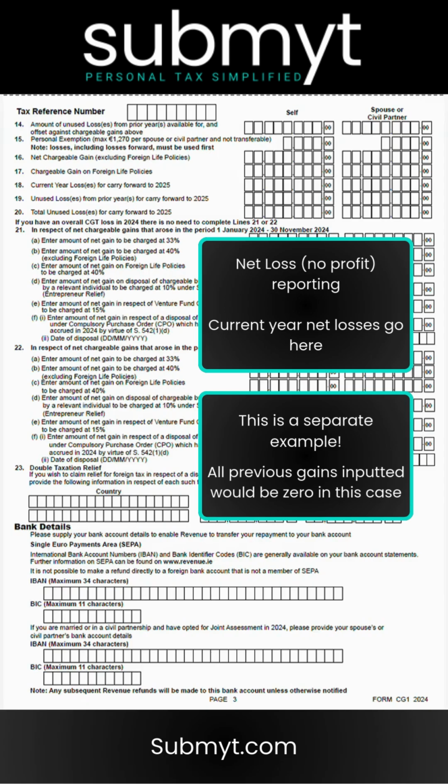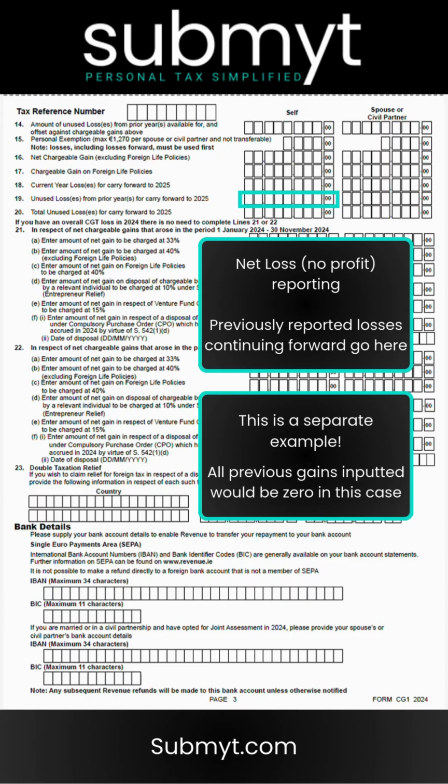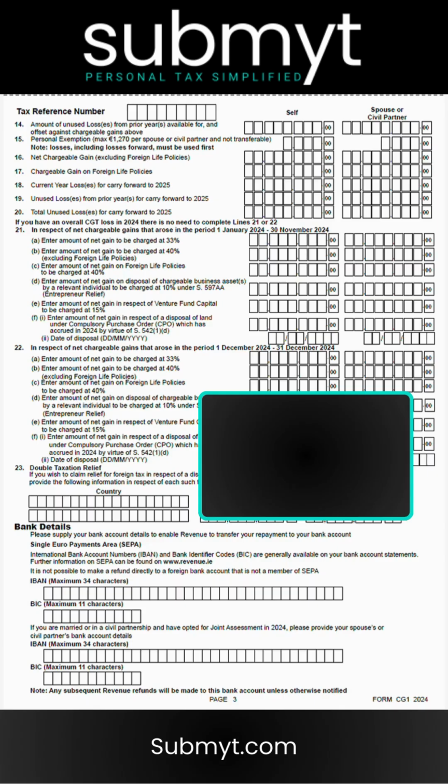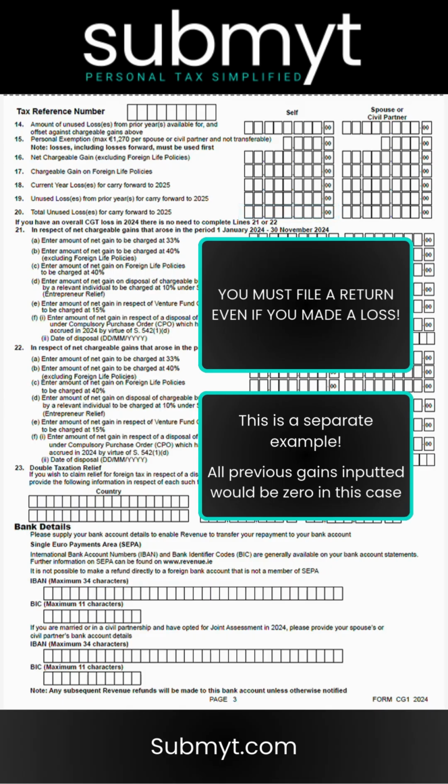Now let's think about losses if we're reporting a loss in general. Your current year losses, 500 in our case, will go in here, and our previously reported losses, 2023, 250, would go in there. And we just sum the two together. In our case, that would total €750 for us to carry forward into a future filing that we can offset against our gains. But remember, you must file them to use them, and you must also file even if you made a net loss.